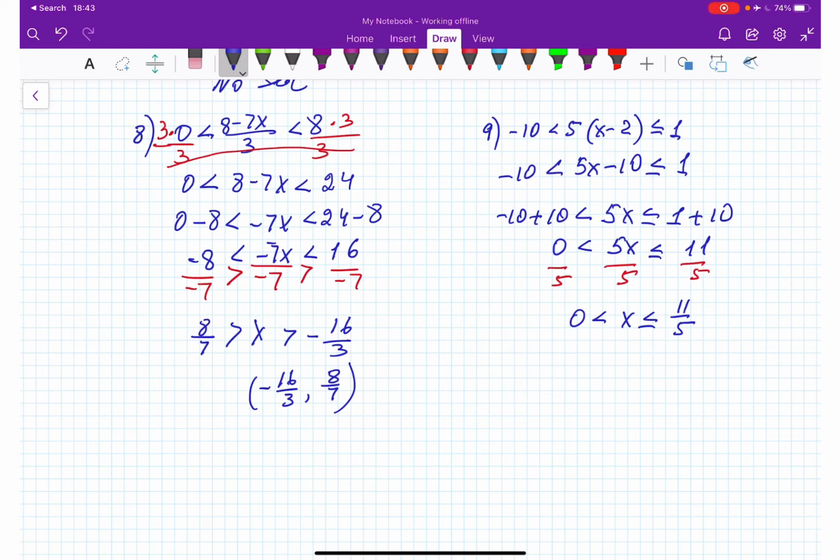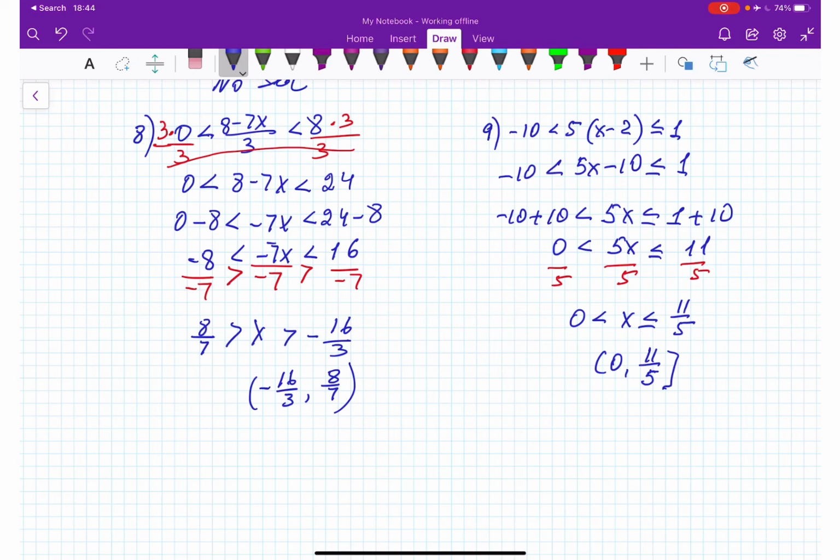If we want to write it down in the form of interval, so here x is only greater than 0, the equal sign is missing. So I put first in parentheses 0, and then 11 over 5. For 11 over 5, we put square brackets because there is an equal sign. And just to remind you, we always put the small number first and the bigger number second.